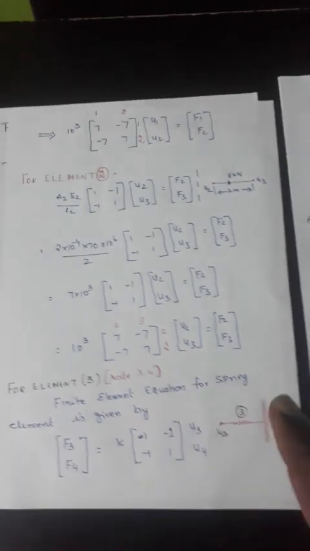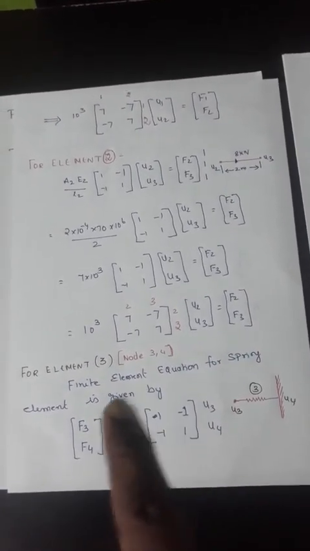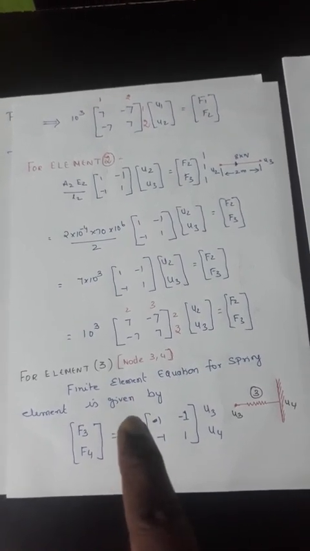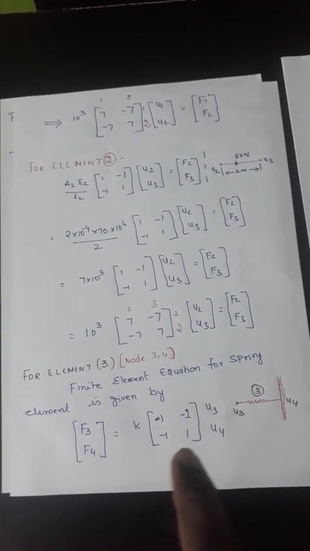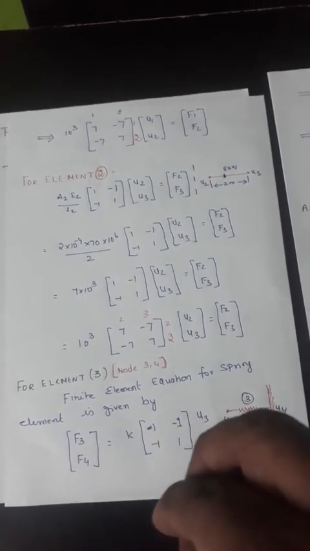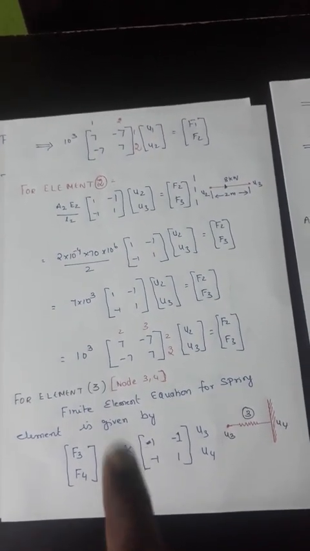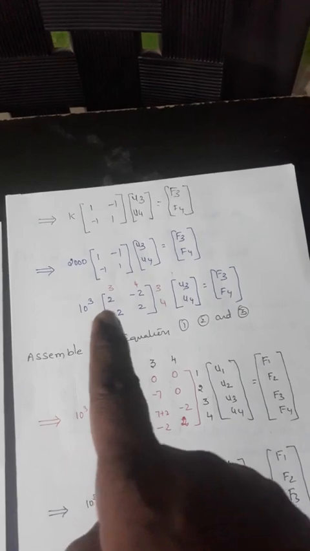So the finite element equation of the third element: the third element is a spring element. Instead of AE by L, I have written K, times 1 minus 1 minus 1 1, with U3 U4 and F3 F4. Now I am going to apply the equation. The spring constant is given, 2000 kilonewton per meter. I have taken out 10 to the power of 3 and am making these equations.